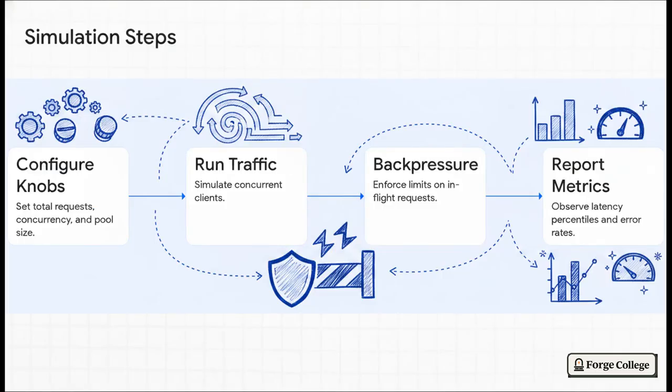In all of our learning programs at Forge College, we always emphasize that experimenting with scripts in a safe environment is absolutely critical for grasping these engineering concepts. So, we're going to use a small Node.js script acting as the club manager's clipboard. Our simulation has 4 simple steps. First, configure our knobs. Second, run the simulated traffic. Third, actively enforce backpressure. And fourth, report the metrics to see what actually happened.